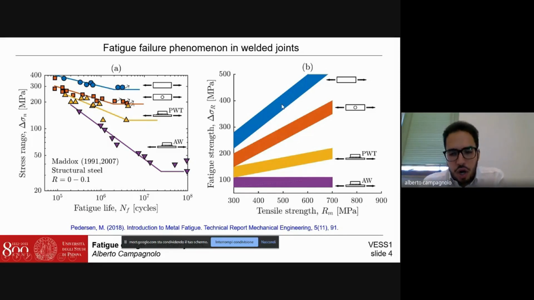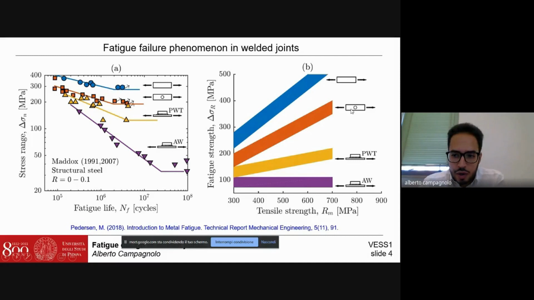Another important observation is that when considering the fatigue strength, for example, the fatigue endurance limit at the high cycle fatigue regime, we can observe that considering again the base material, its fatigue strength is linearly correlated to the parameter which represents the static tensile strength properties of the material. So that by increasing the static tensile strength of the material, we increase also the fatigue strength of this component.